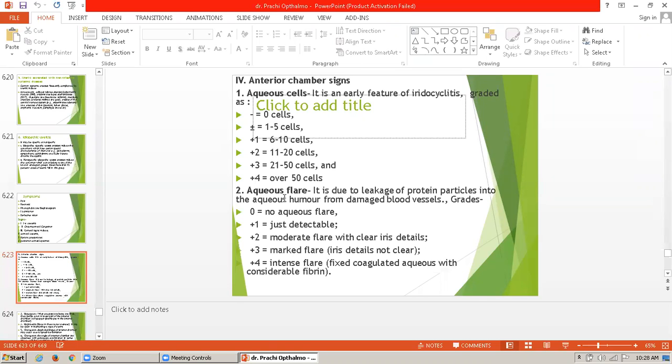Second is the aqueous flare. It is due to the leakage of protein particles into the aqueous humor from damaged blood vessels. When the blood vessels are damaged, there is leakage of protein particles into the aqueous humor. So, grades are as follows.